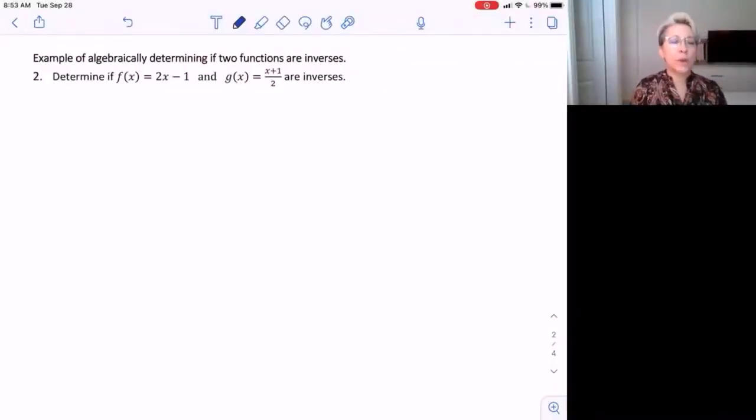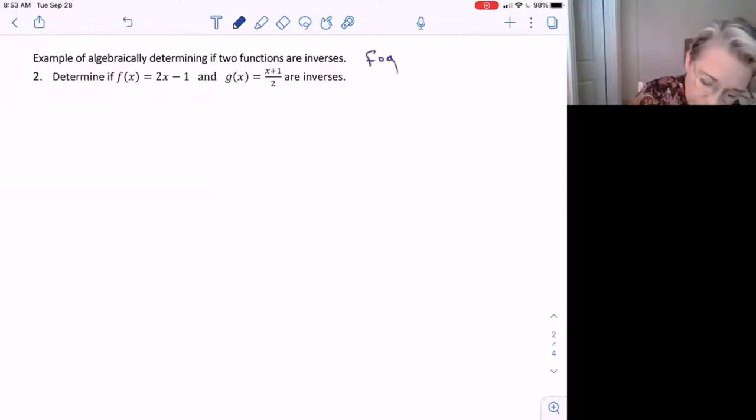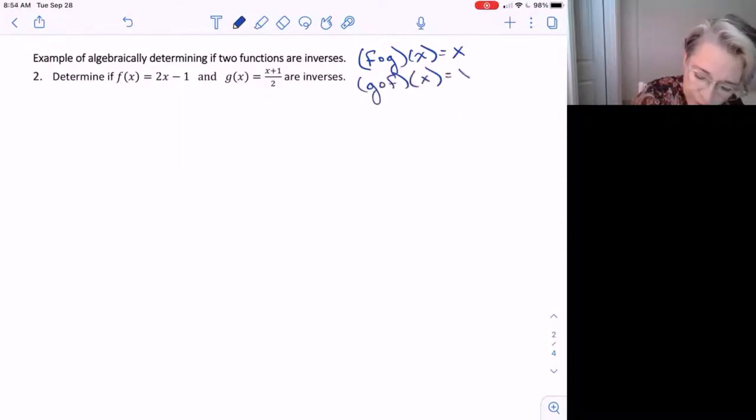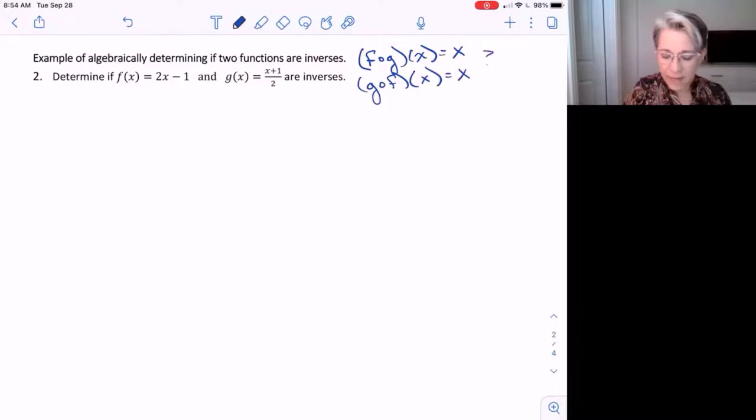In example 2, we want to determine algebraically if two functions are inverses. Well, if you recall from above, that means we have to determine if the composite function f of g equals x, as well as the composite function g of f equals x. Okay, that is what we need to find out. So let's do f of g first.